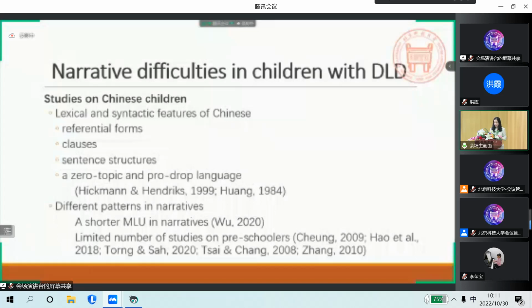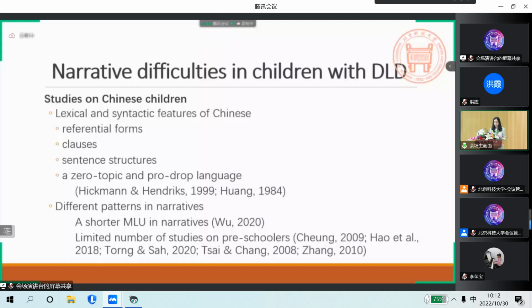So Chinese is also called a zero topic or pro-drop language. That means Chinese is a kind of discourse-oriented language. Usually, it might allow maximum freedom of a noun or noun object in a sentence. So these are some examples of unique syntactic structures in lexical and syntactic features in Chinese.